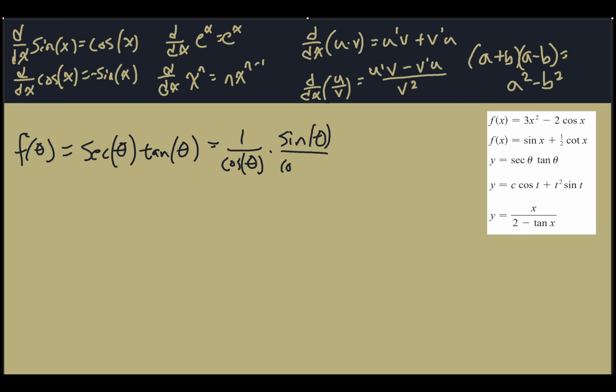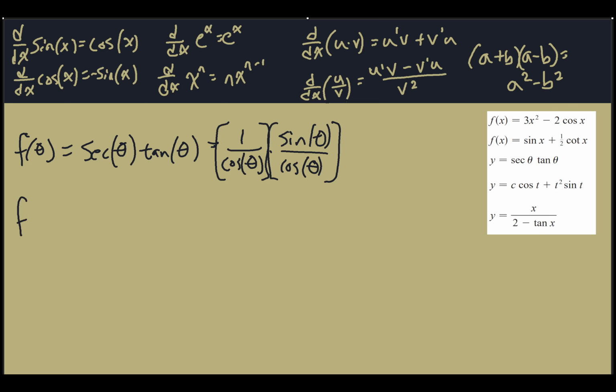over cosine of theta. Why do I do this? Because I want to remember that this function is a product rule. These are multiplied items, but inside each of them will be a quotient rule. This needs a quotient rule to come work into the equation.